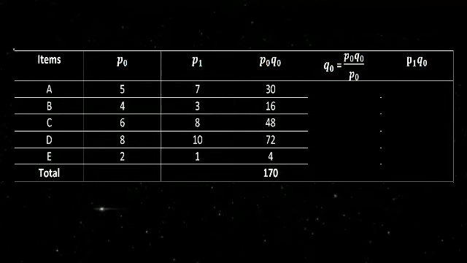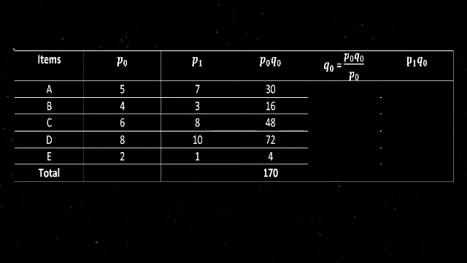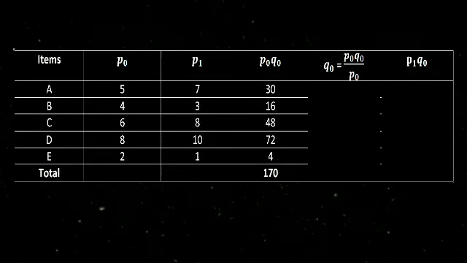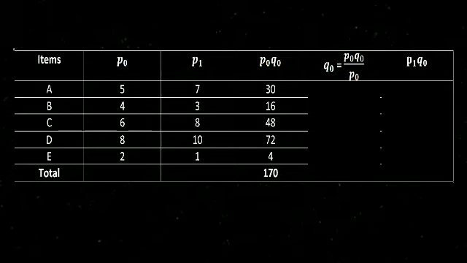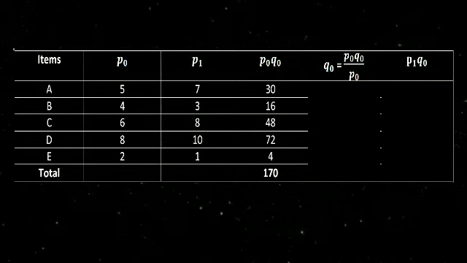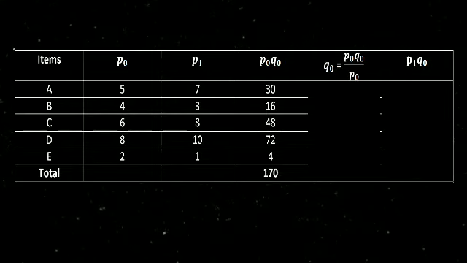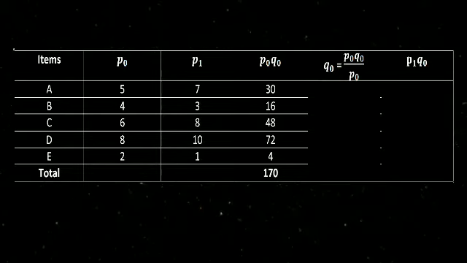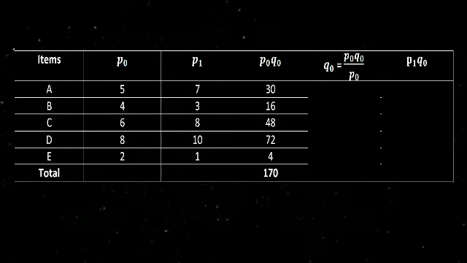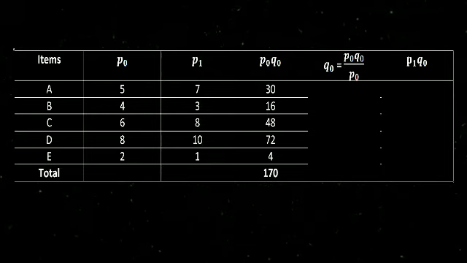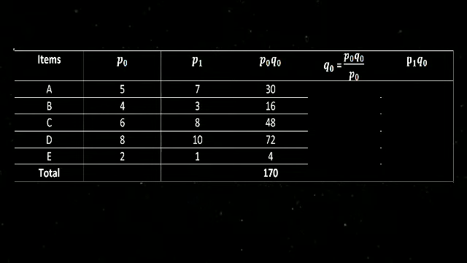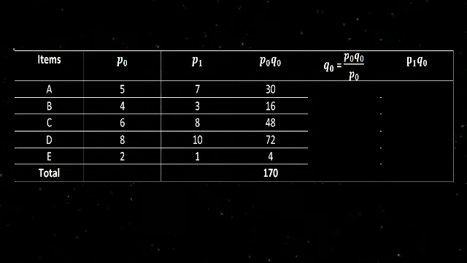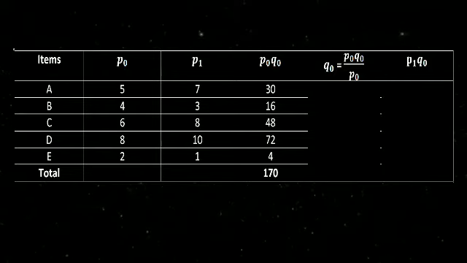Include one more row to find the total values. Next column, price in 2004, which is your base year price values, denoted as P naught, and copy the data 5, 4, 6, 8 and 2. Next column, price for the year 2006, which is your current year price values, denoted as P1. Under that 7, 3, 8, 10 and 1. Last column contains the expenditure values for the year 2004, the base year expenditure value, denoted as P naught Q naught. Under that copy the values 30, 16, 48, 72 and 4.